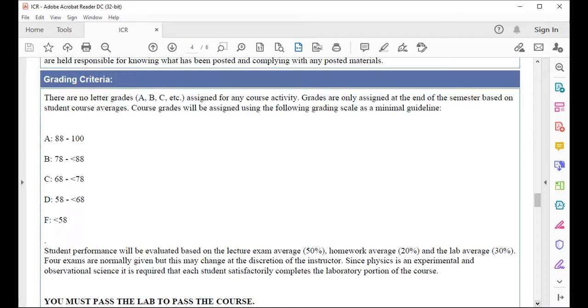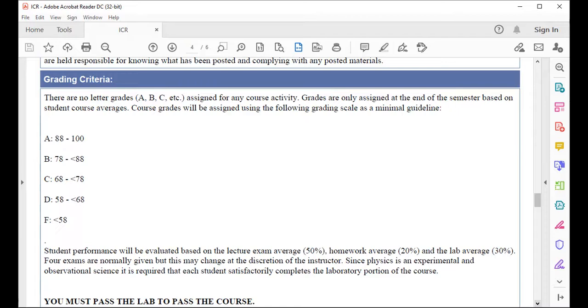88 is the lowest A in the district. So that's my low A, 88, not 90, 88. I have the lowest B at 78, lowest C at 68, and so on and so forth. So I'm already cutting you a break there as well. But if you get an 87 in the class, you got a B.